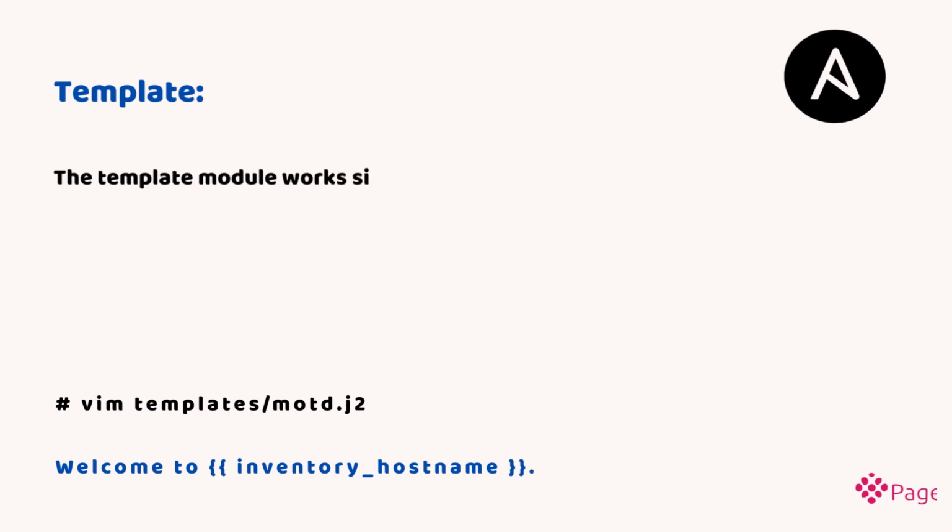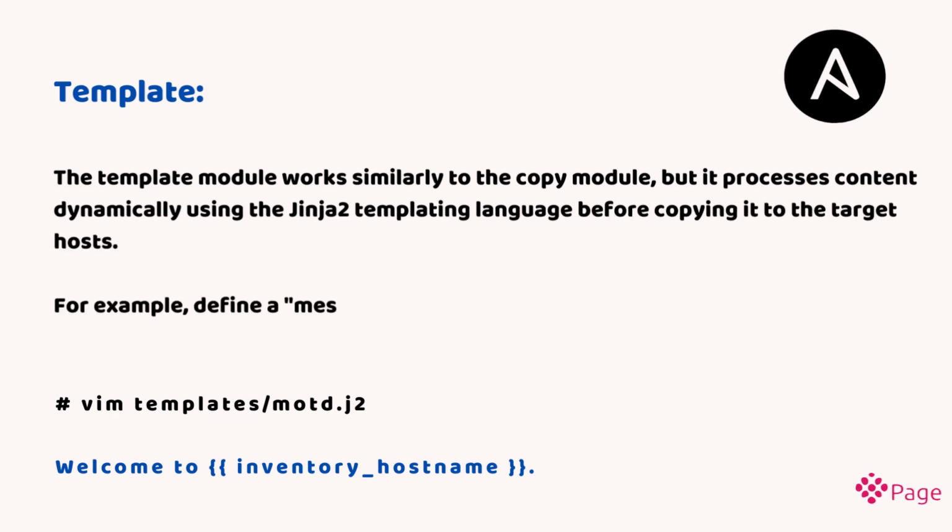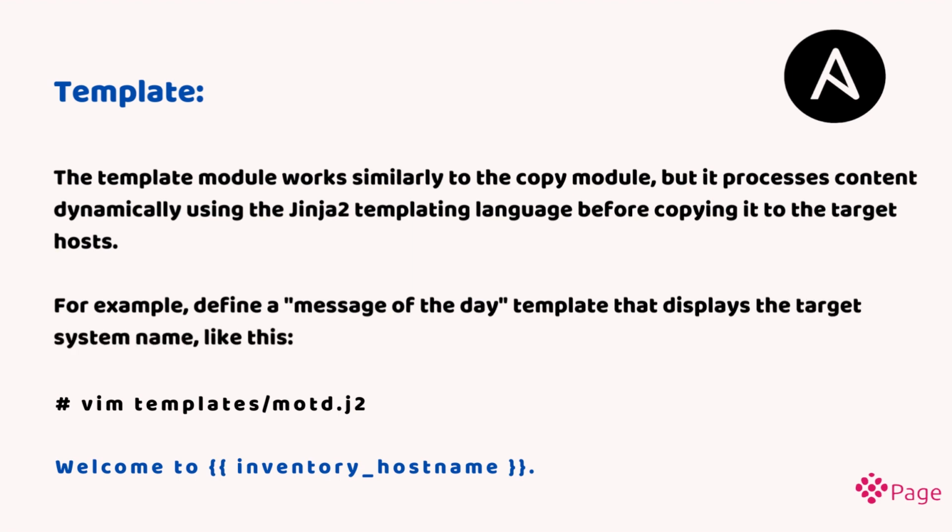Template. The template module works similarly to the copy module, but it processes content dynamically using the Jinja2 templating language before copying it to the target hosts. For example, define a message of the day template that displays the target system name, like this: vim templates/motd.j2.